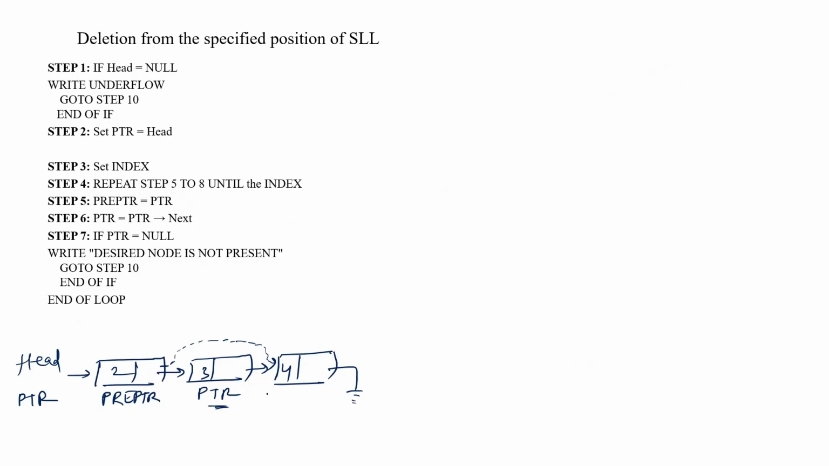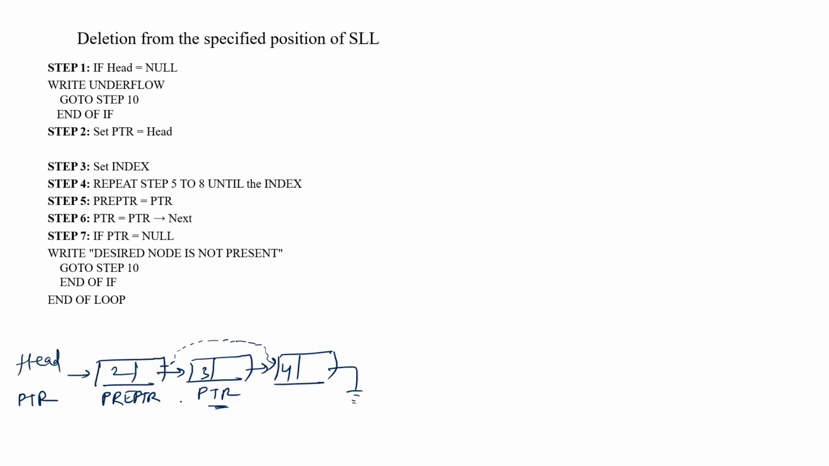Because we are going to delete, let's suppose, the 6th element, the 6th element is not present. So ptr will become null. And if ptr becomes null, it means the desired node is not present. So we'll go to step number 10, that is exit.